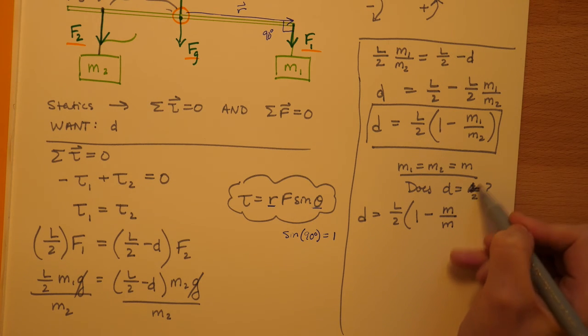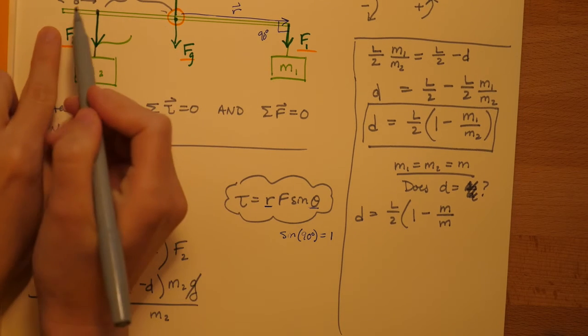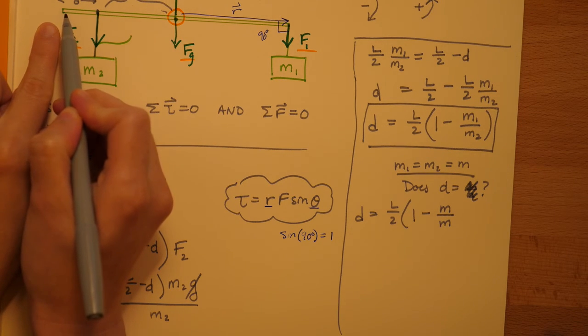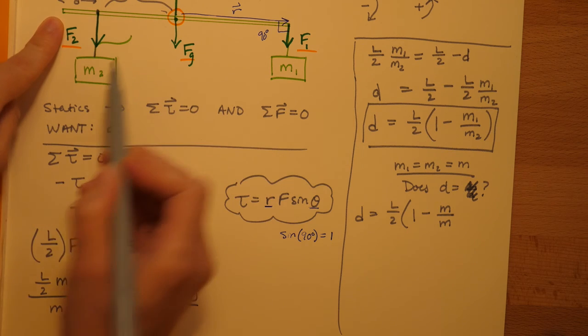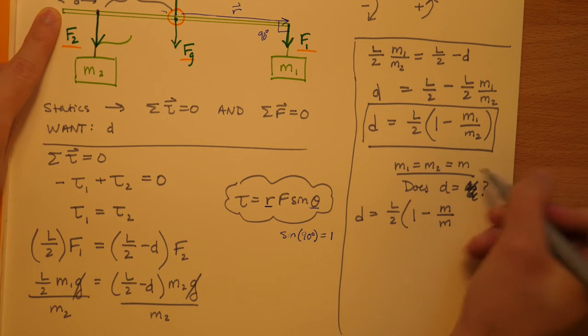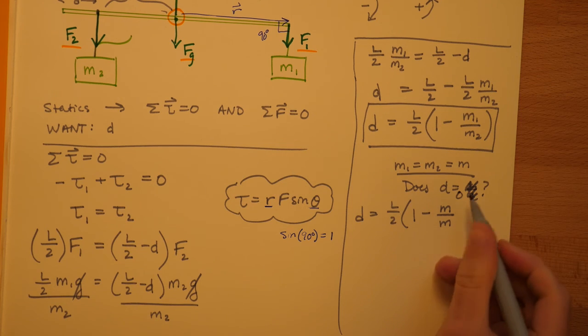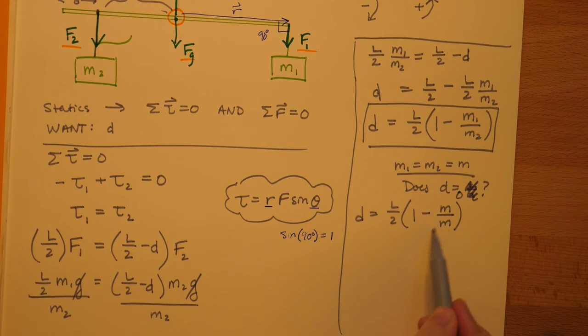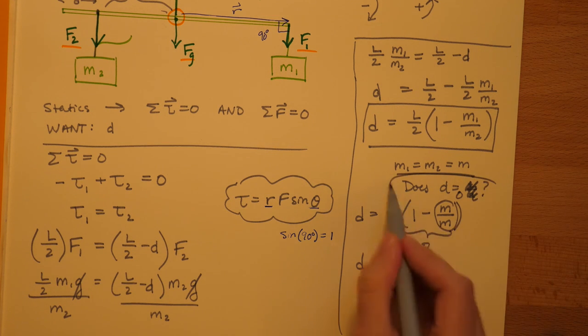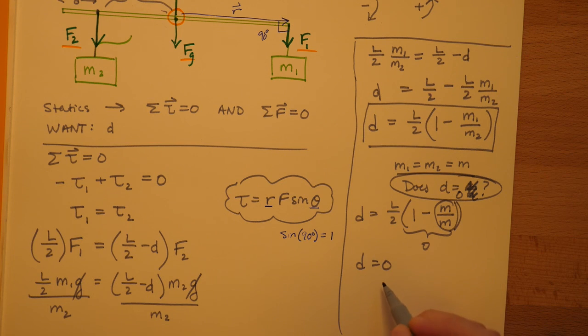Oh, no, we wouldn't want d to be L over 2. We would want d to be 0 because d was measured from the end, right? So if m2 was at the end of the stick, d would be 0. So that was silly. But if m1 is equal to m2, then this is 1 and this is 0, and then we get d equals 0. So assuming you didn't mess that up like I did, well, I suppose I figured it out, this would give you some inkling that what you're doing is correct.